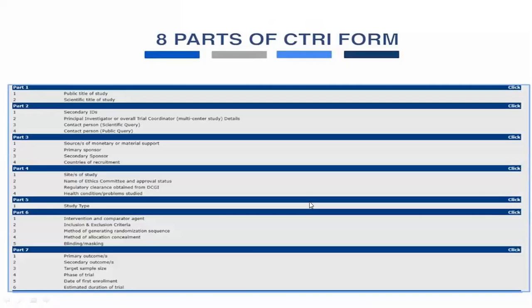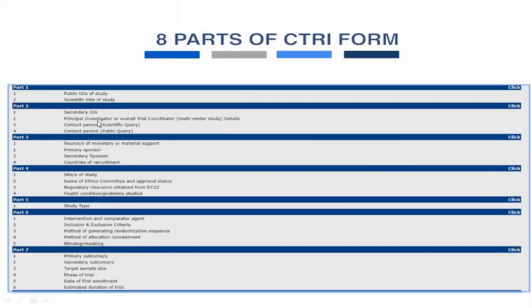Then, if you click on OK, you are asked to enter the information in these different 8 parts. These are the 8 parts of the CTRI form. You need to click on this particular button so that the field to be filled gets opened. There is part 1, part 2, part 3, part 4, part 5, part 6, part 7, and part 8. Part 1 contains the public title, which is already entered, and the scientific title, which we just entered.